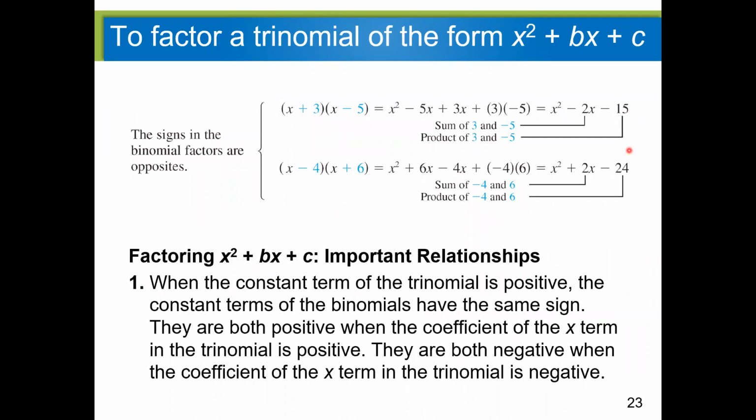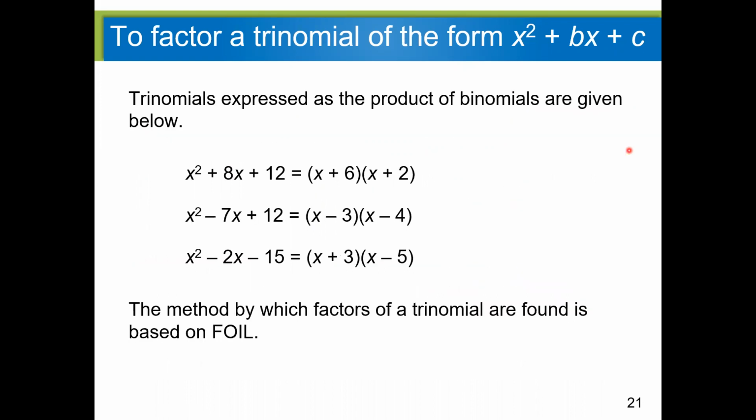Now let's go step by step by step. So when factoring an equation of the form x squared plus bx plus c, it's important to notice relationships that allow easier factoring, essentially easier solving of the problem. First thing is, when the constant term of the trinomial is positive, the constant terms of the binomial have the same sign. Meaning, here we have x squared plus 8x plus 12 at the top here. Since both of these are positive, these two are also positive.